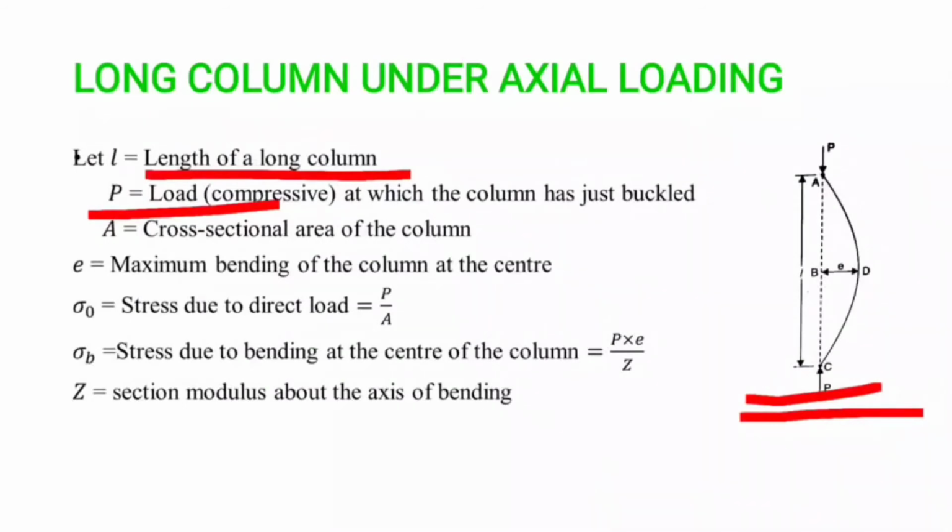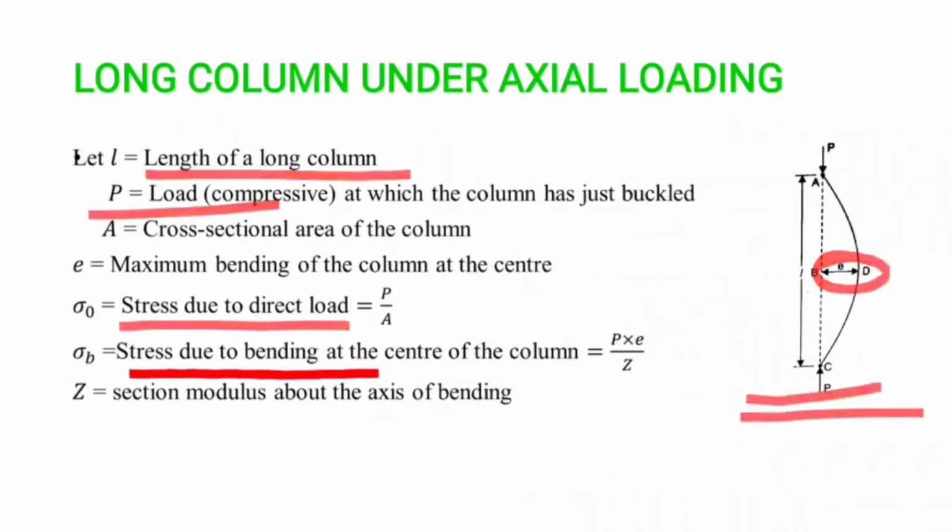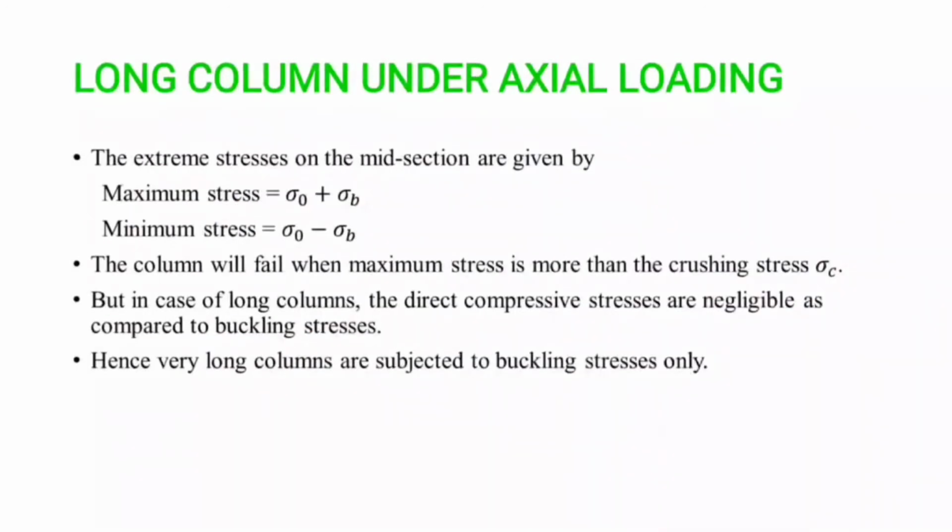cross-sectional area, and the maximum bending of the column is at the center, at this distance. Sigma naught is the stress due to direct load, sigma b is the stress due to bending, Z is the section modulus. Then the extreme stresses on the mid sections are given by maximum sigma naught plus sigma b, and minimum sigma naught minus sigma b. That means direct stress minus bending stress for minimum stress.